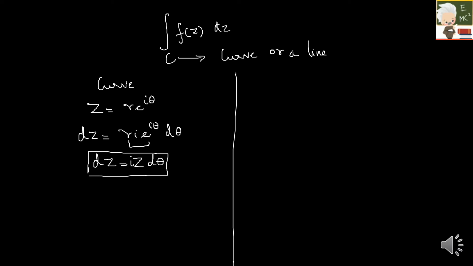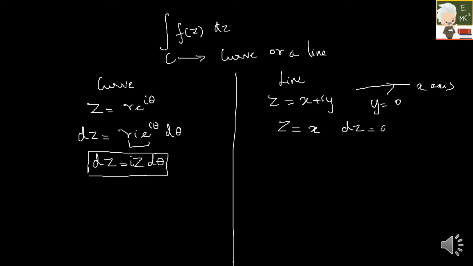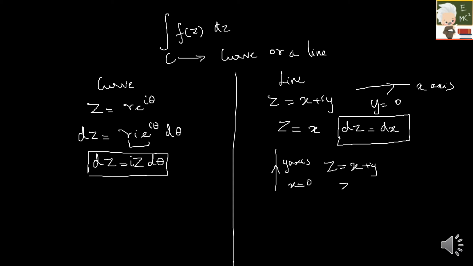Next is a line. How do we represent it? z is equal to x plus iy. If your line is along the x-axis, then y is 0, so z is equal to x and dz is equal to dx. This is also something you have to remember. Next, suppose your line is along the y-axis. Since z is x plus iy, x is going to be 0, so z is equal to iy and dz is equal to i into dy. These are three things which you have to remember.